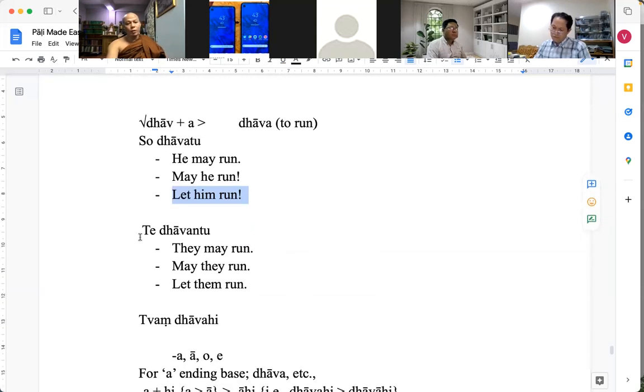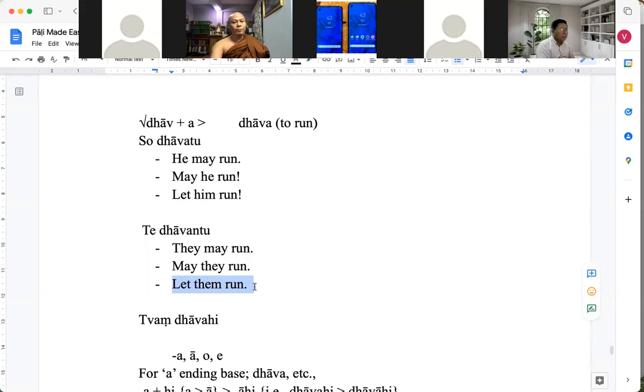The same way, dawa ntu, that was in plural: they may run, they may they run, and let them run. Okay, just the plural is different. They may run, may they run, let them run.